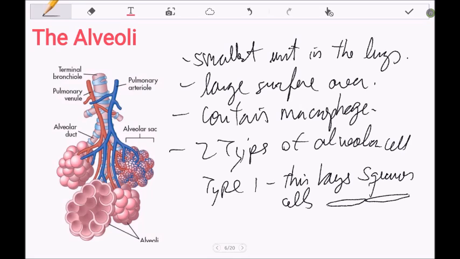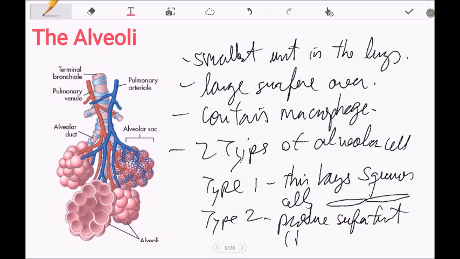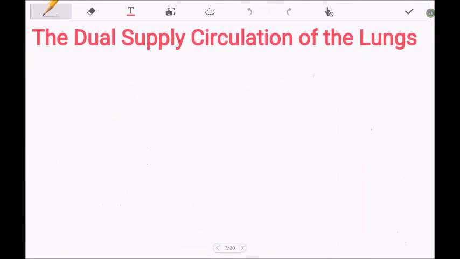The other type of alveolar cells, you have guessed it, are called type 2. And type 2 cells have the function of producing surfactant. So they produce surfactant. Now, what is surfactant? Surfactant is a substance that's produced to decrease surface tension. Okay, and we'll talk about it a little bit more later.